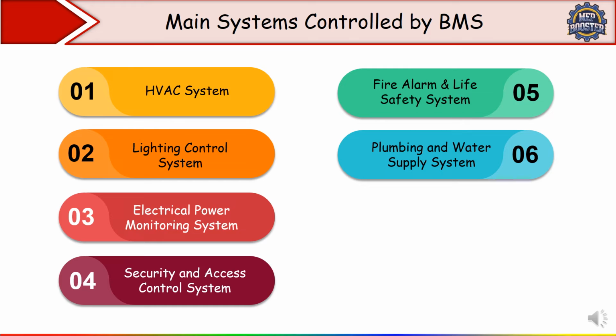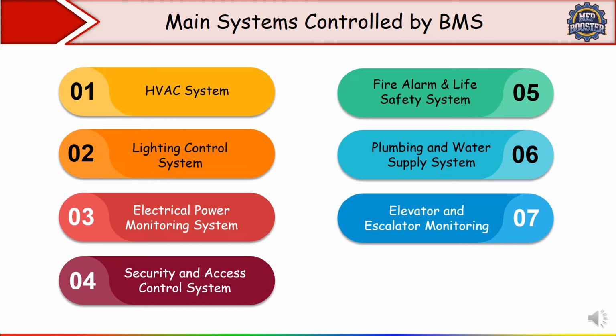A simple example I am giving: suppose a smoke detector in the electrical room activates the fire alarm. The BMS shuts down the AHU at that time, starts the exhaust fan and unlocks the exit doors. Simple. This is the main function. In this way the BMS controls the system. And the next is the plumbing and water supply system.